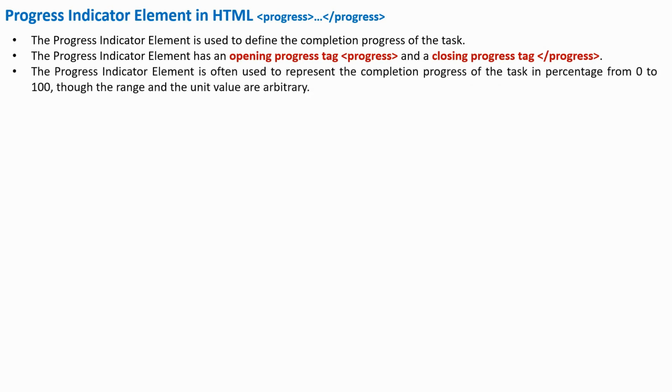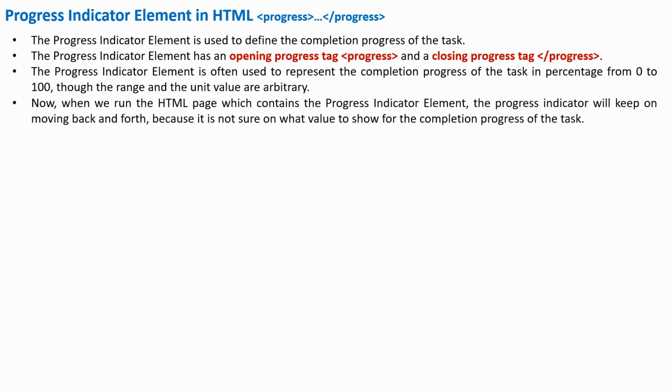The progress indicator element is often used to represent the completion progress of a task, and this is measured in percentage from 0 to 100, though this range and the unit value are arbitrary. Now when we run the HTML page which contains the progress indicator element, the progress indicator will keep on moving back and forth because it is not sure what value to show for the completion progress of a task.